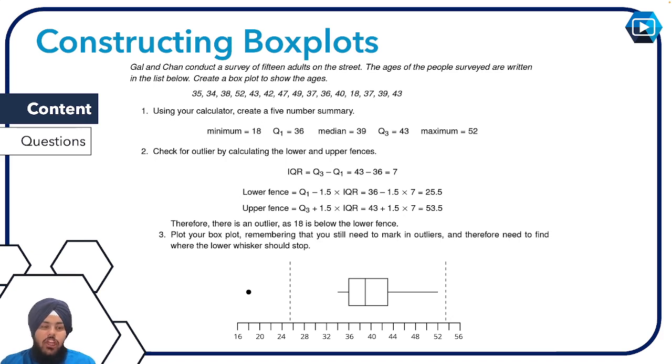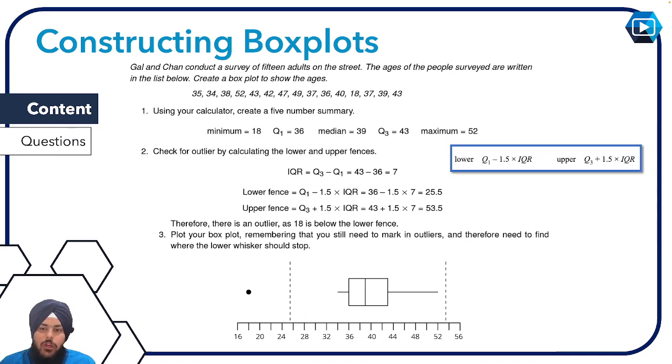So next, we need to check for outliers by calculating the upper and lower fences. The upper and lower fence formulas are listed in your formula sheet for General Maths, and they're given by Q1 minus 1.5 times the interquartile range to give us the lower fence, and Q3 plus 1.5 times the interquartile range to give us the upper fence. The interquartile range, which we'll have a look at in the next 2 slides, is just a measure of the spread of the data.